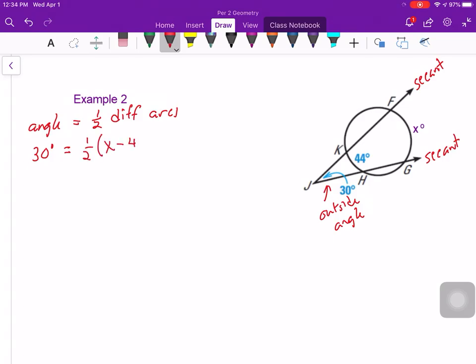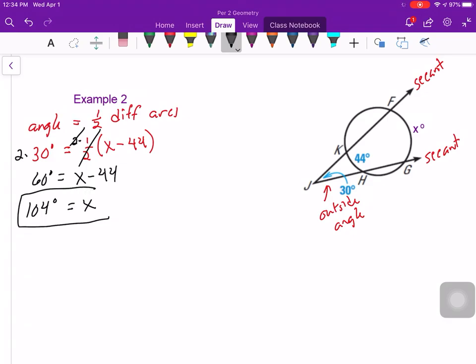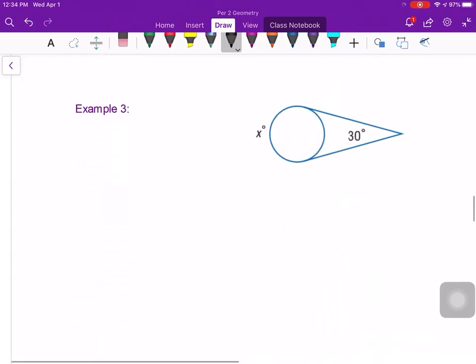The angle by itself equals half the big arc, which is x, minus the small arc, which is 44. Now, just as we've seen before, if we have the variable in the parentheses, what I would strongly encourage you to do is to multiply both sides by 2. When we do that, we'd have 60 on this side, but more importantly, that cancels the fraction, and we just have x minus 44. And then we just add the 44 to both sides. We get 104.